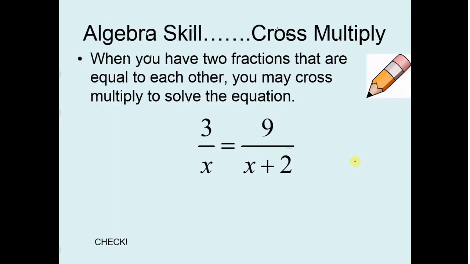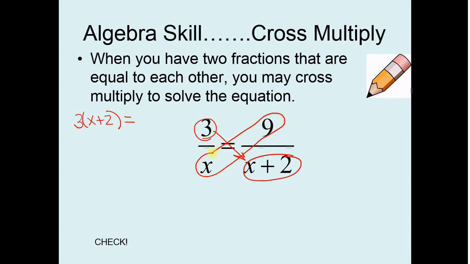And then you do the same process to get y. Well, what we're going to do is use this to solve a rational equation. When you have two fractions that are equal to one another, you may cross multiply to solve the equation. So basically, this is how you're going to do it. You're going to take this 3, and you're going to multiply across by x plus 2. So technically, you'd have 3 times x plus 2, right? We're multiplying across. It's going to be equal to multiplying these two together, which would be 9x.